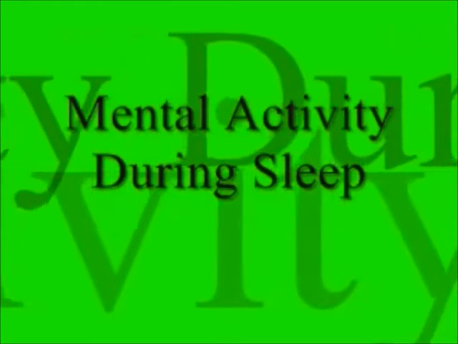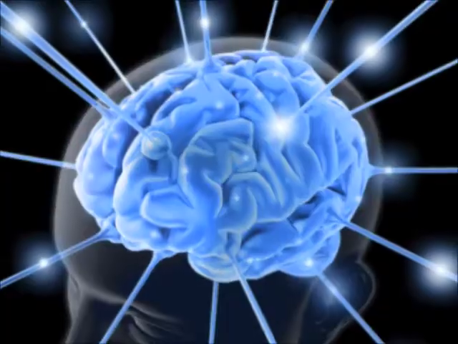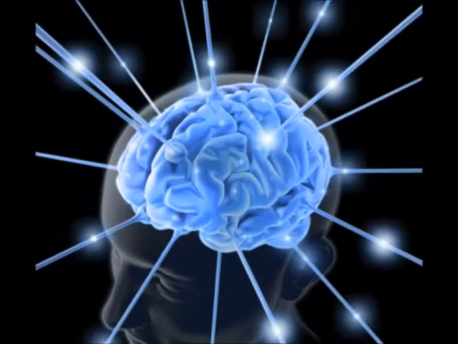Mental activity during sleep. Mental activity during sleep is said to be higher than when you're awake. The main difference is that mental activity is organized while you're awake and disorganized while you're asleep. This is why your dreams are surreal and unpredictable.